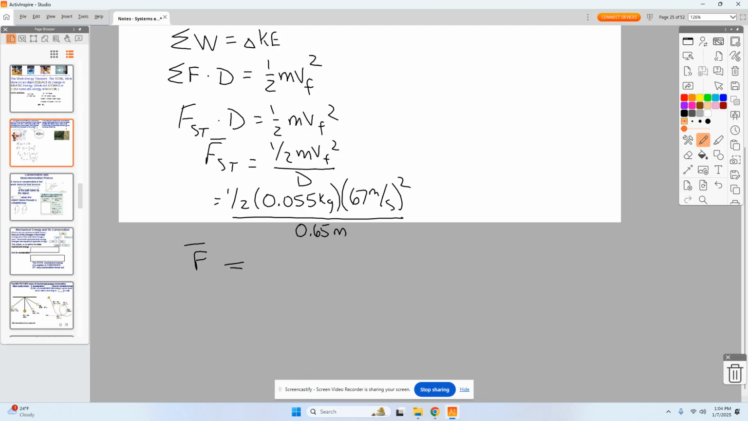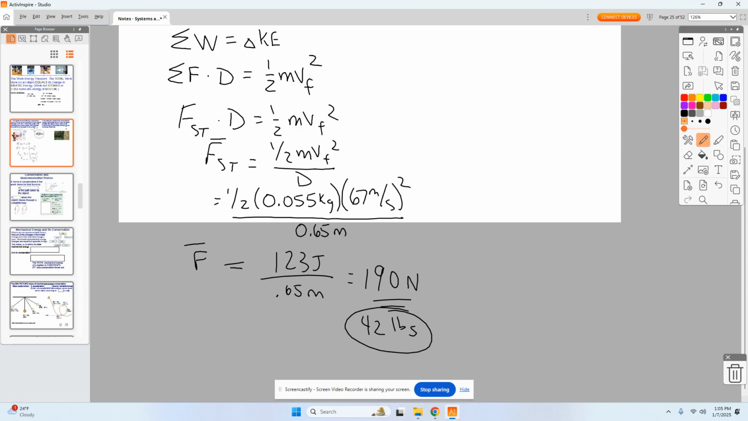0.5 times 0.055 multiplied by 67 squared, and then divide that. Oh, by the way, the numerator is 123 joules. Divide that by 0.65 meters, and we get that the average force is about 190 newtons. Now, for those of you that are interested in pounds, I'm going to divide that by 4.45, and that would be about 42 pounds of average force.